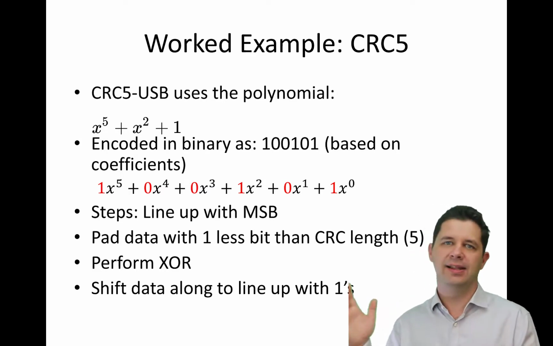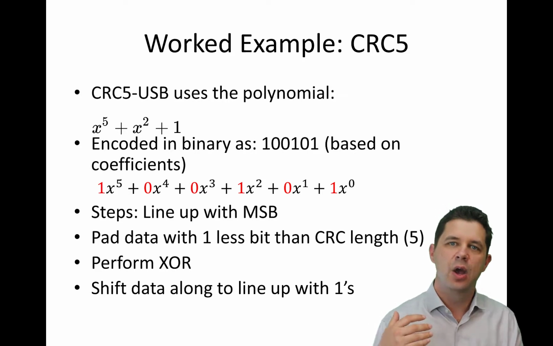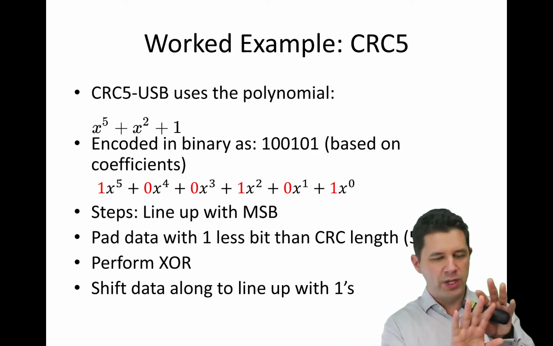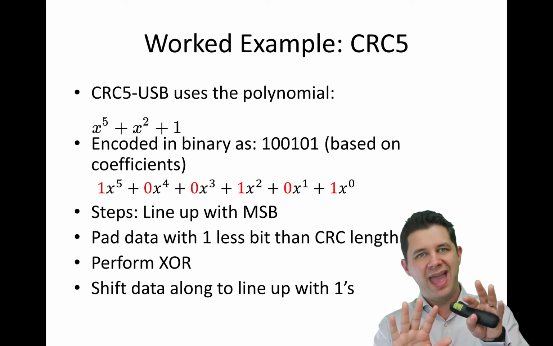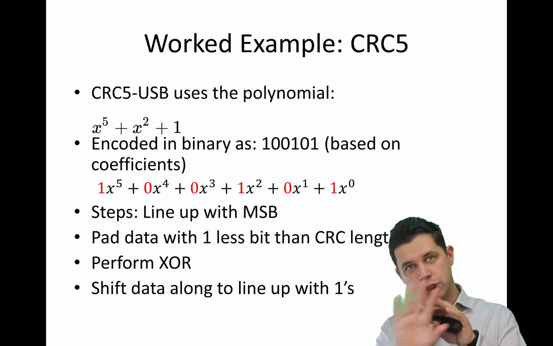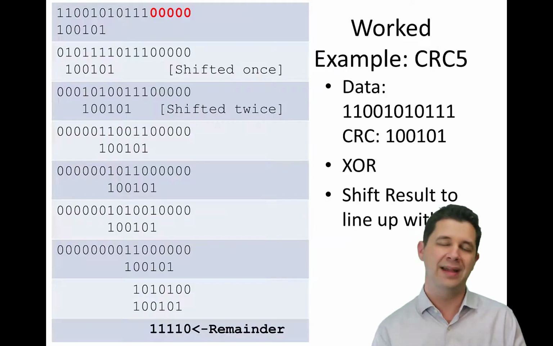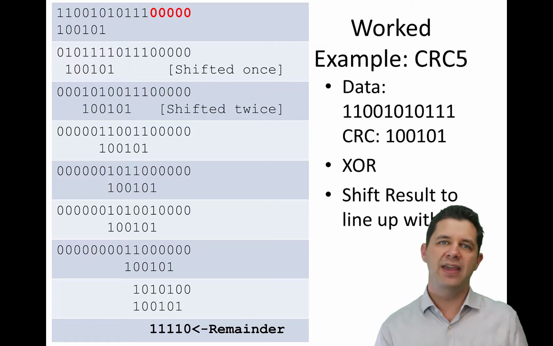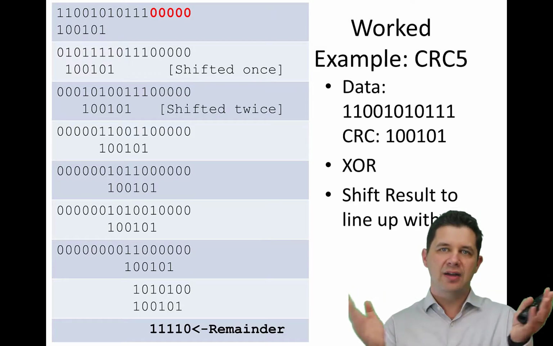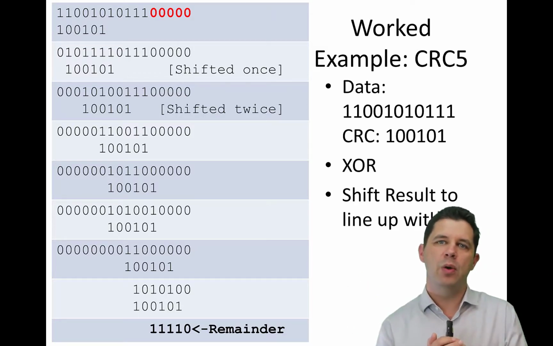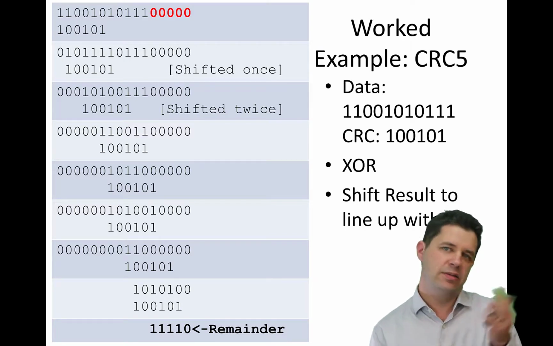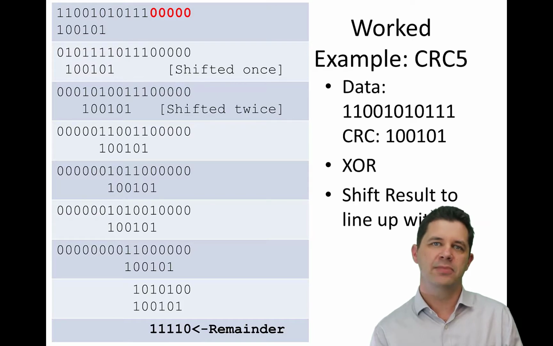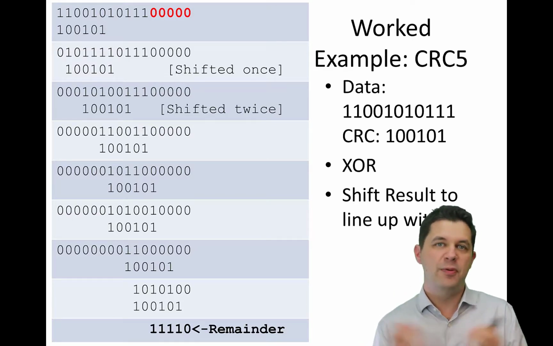We pad data to the length of the CRC, so in this case we do it 1 less than the length of the CRC. We perform an XOR and then we shift our polynomial along and perform another XOR when we shift it and line it up with the next 1 in that case. So let's see how it looks. What we have here, we see our chunk of data at the top there. And what we want to do is line our CRC, CRC 5 in this case, with the first 1 in that chunk of data. So we've lined them up and we perform the XOR.